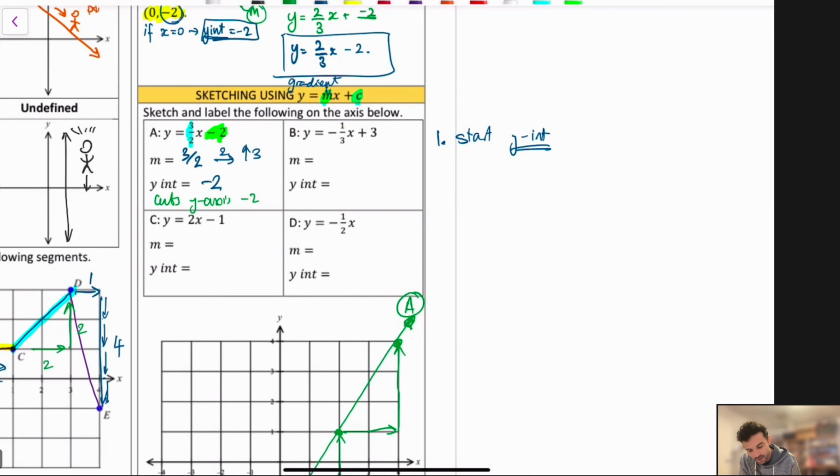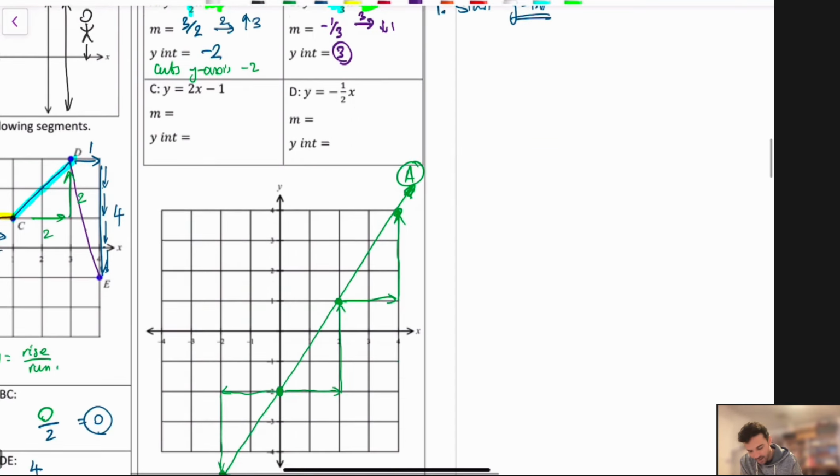Let's do the next one. So we've got a gradient of -1/3 and a y-intercept of +3. This is going to go rise over run, and it's a negative gradient, which means downhill. Therefore it's going across 3, but then down 1. Across 3, down 1. So the slope's not going to be that steep. The y-intercept cuts the axis at +3.